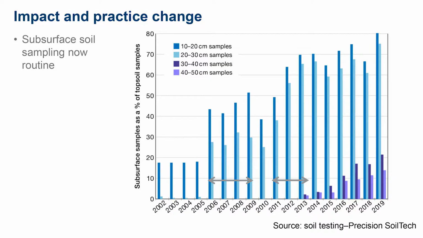I guess one of the pleasing results, it's always good to be able to show that some of these project activities have had an impact. The grey arrows on this chart show the project years, where obviously we were encouraging people and assisting them with the deeper soil sampling, so you'd expect an improvement.